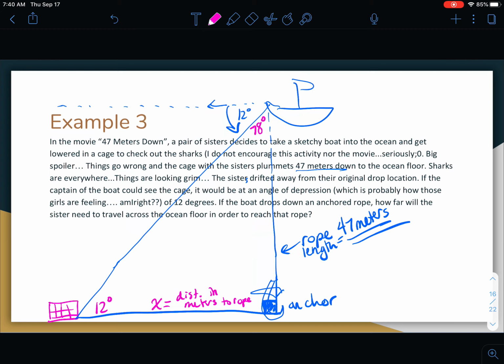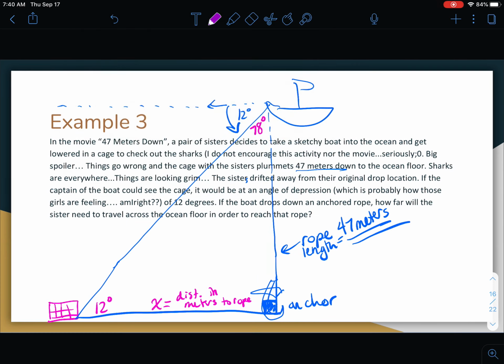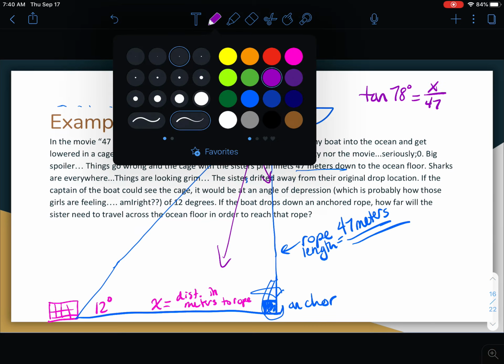Never mind. Okay, so let's think about which trig function we could use. We have both of the legs in play here, so this looks like a tangent situation. So let's go ahead and work with tangent, and we can use whichever angle we want. I'm going to do the 78 degrees because that'll give me my x in the numerator, which I like. So tangent of 78 is the opposite, that's x, over the adjacent, and that's 47, x over 47.